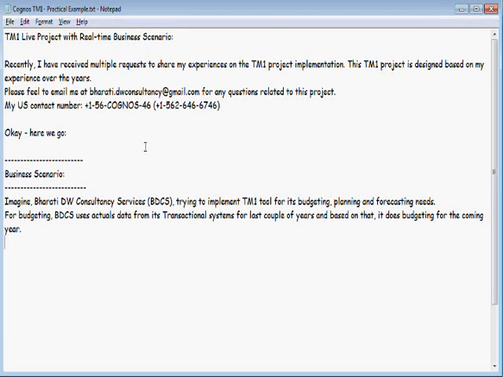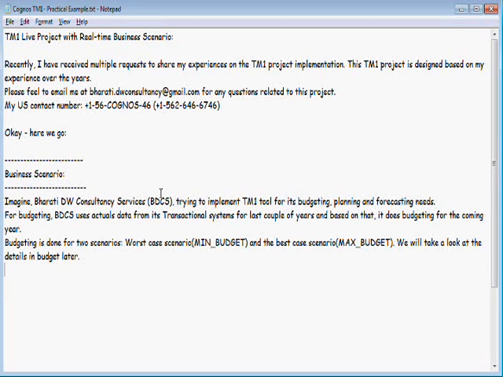Initially, for budgeting, they set the lower expected target and also the higher expected target, where we call it the worst case scenario, which is the lower expected target, and the best case scenario is the highest expected target based on the current market situation. We call the worst case scenario the minimum budget and the best case scenario the maximum budget, and let's look at the details of the budgeting a bit later.